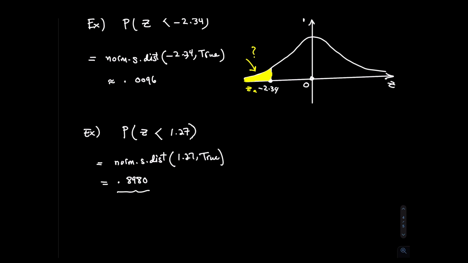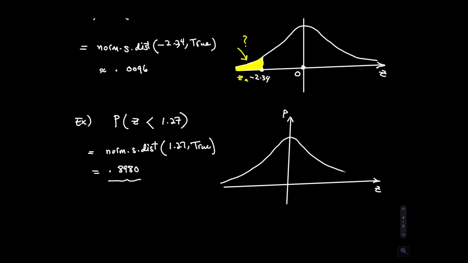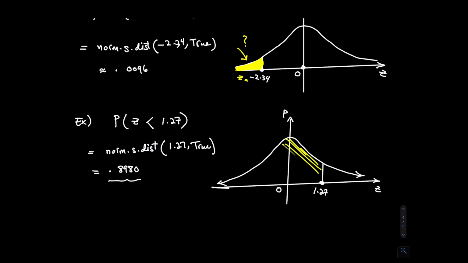And again, just to get a feel for what it looks like, I'm going to just try to draw it. That's the z-axis. That's my p-axis. Here's my normal distribution. 0, so 1.27 is a positive value, so it should be to the right of that. And I'm asking you to find a probability that z is less than that. So I'm asking you to find this yellow area here. And since that's a default area for Excel, you don't need to type 1 minus.